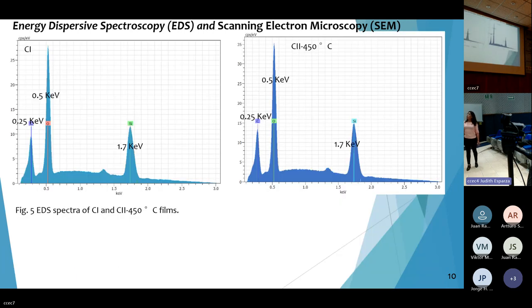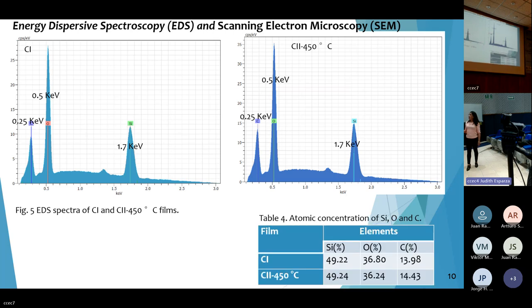Energy dispersive spectroscopy showed three peaks related to silicon, oxygen, and carbon. Additionally, the atomic concentration was obtained, where we can observe silicon, oxygen, and carbon present similar content because the temperature of the thermal is not enough to show a change in this case. However, FTIR showed the change of the bond.